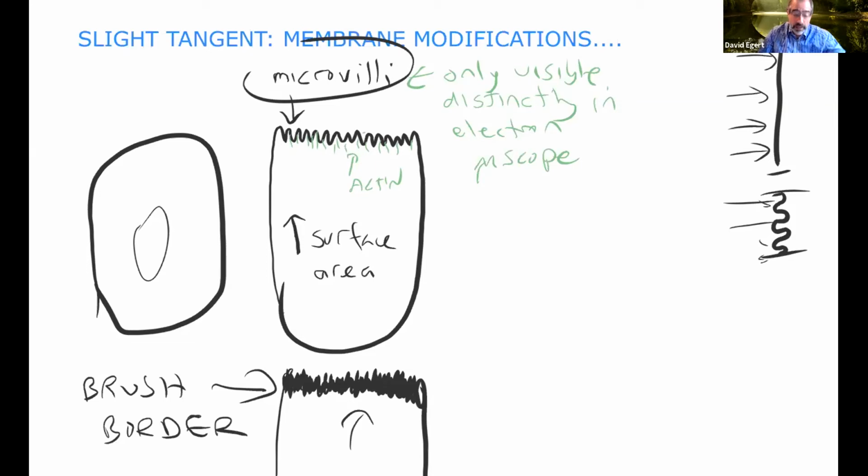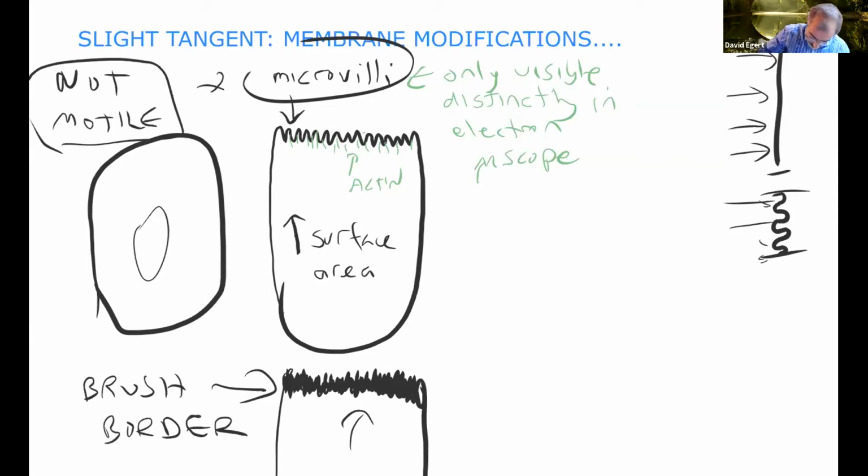So microvilli are not motile. I mean, they don't move. Not motile, but they are super important for increasing surface area. And again, you usually find them where you want to efficiently absorb things across the membrane, because by increasing the surface area, you're going to increase the rate that things can cross, as we saw in our lab last week.